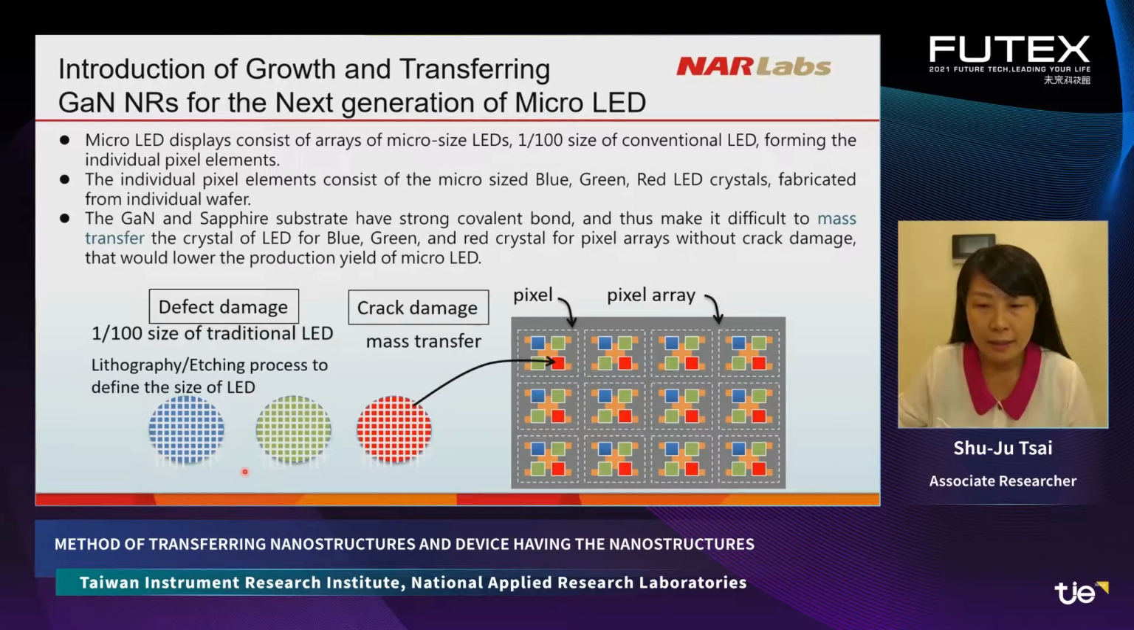The LED gallium nitride and the sapphire substrate, however, have strong covalent bond, and thus make it difficult to transfer the blue, green, red LED crystal to set up the pixel array without crack and damage. That would lower the production yield of the micro LED.